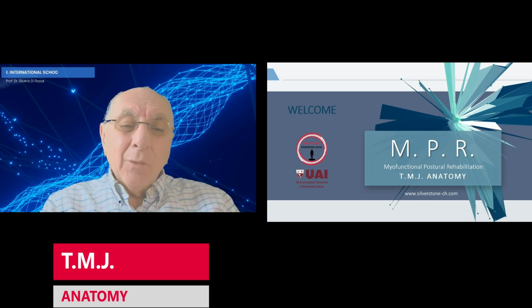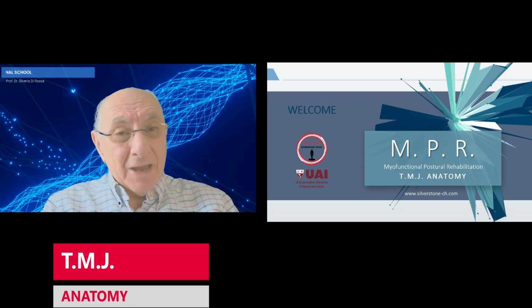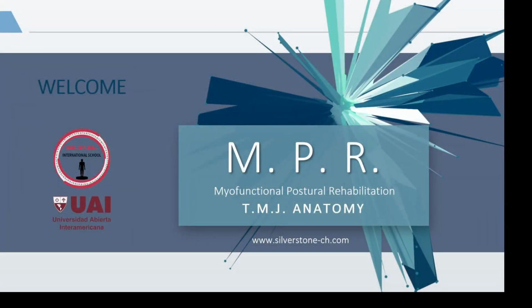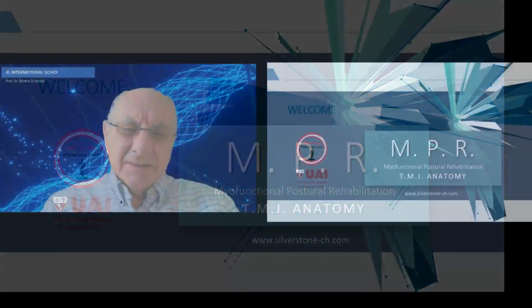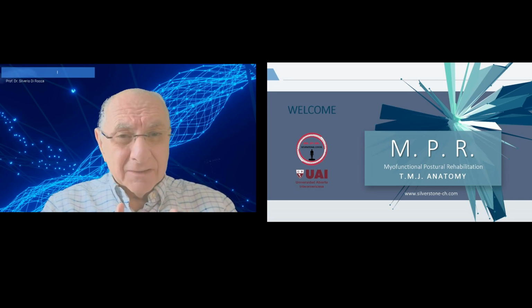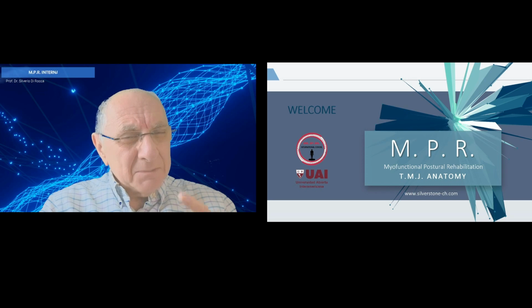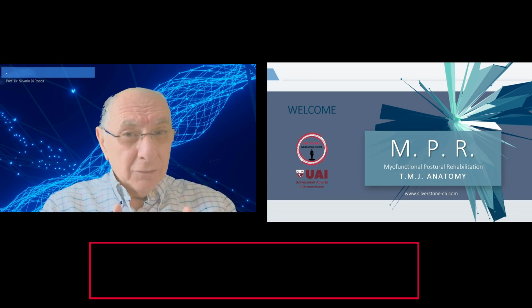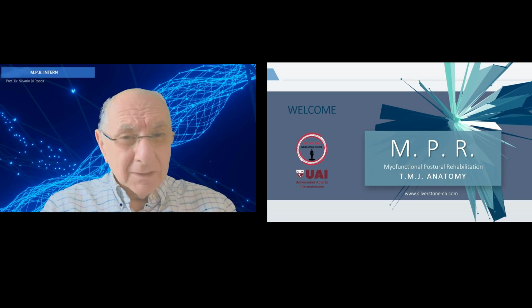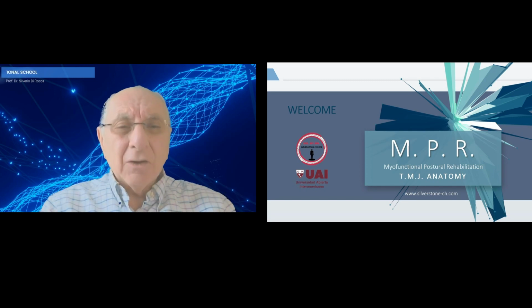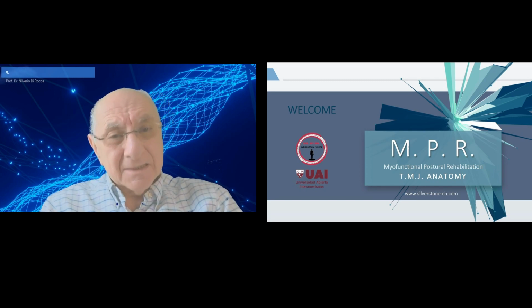Okay, we're going through the TMJ anatomy, the first video in this mini-series. We have a big misconception regarding the TMJ. We think it's a joint, but this particular joint is part of the craniofacial system. We see that when we talk about physiology, about function. The TMJ is not just a joint, it's part of our craniofacial system.